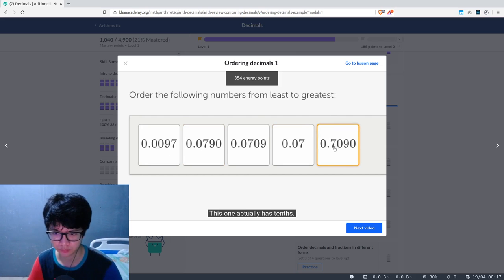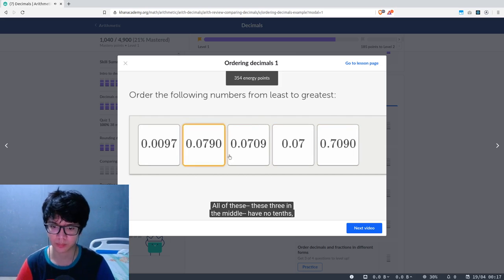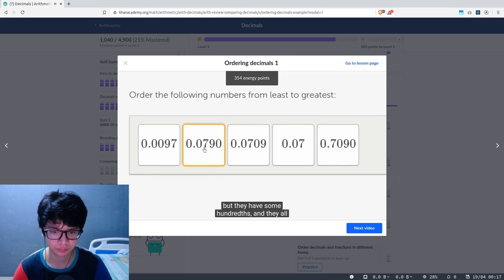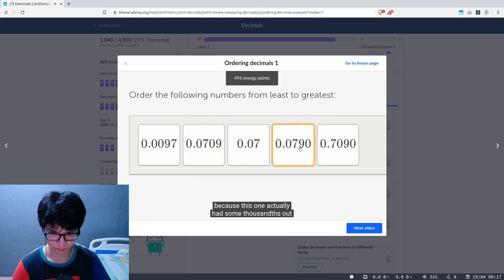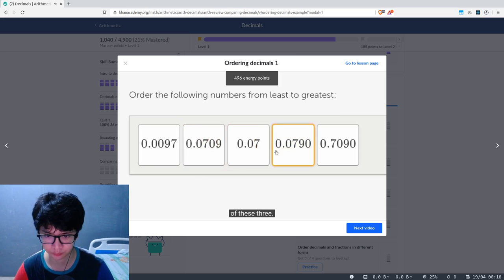This one actually has tenths. All of these three in the middle have no tenths, but they have some hundredths. And they all have the same number of hundredths: 7/100, 7/100, 7/100. So now let's look at the thousandths place. This one has 9/1000. This one has 0/1000, and this one has 0/1000 as well. So out of these three, this one is the largest, because this one actually had some thousandths.